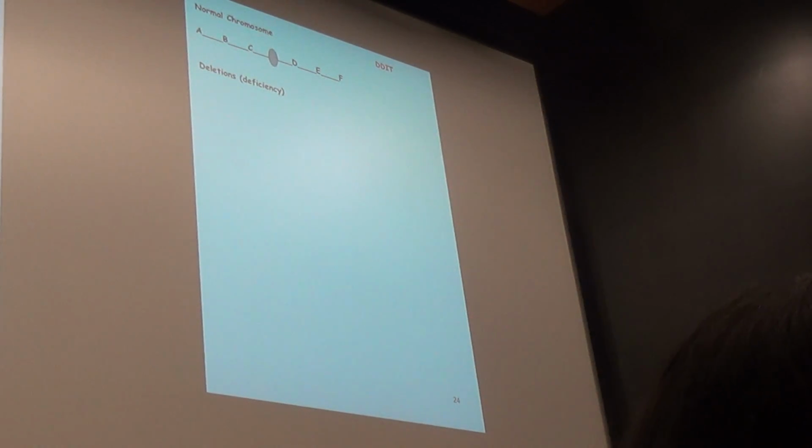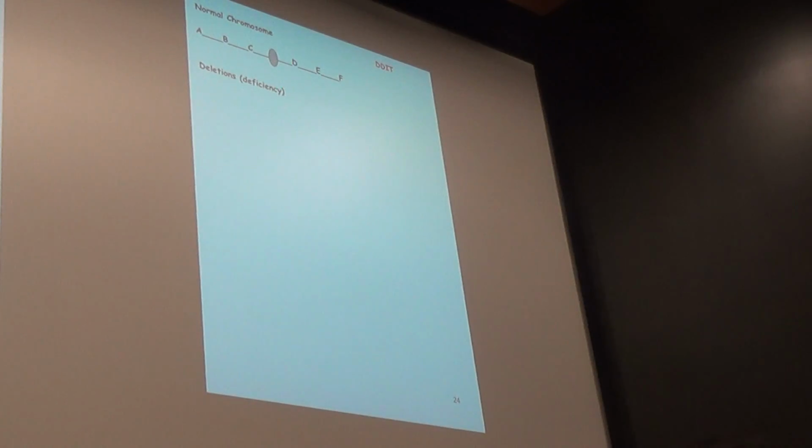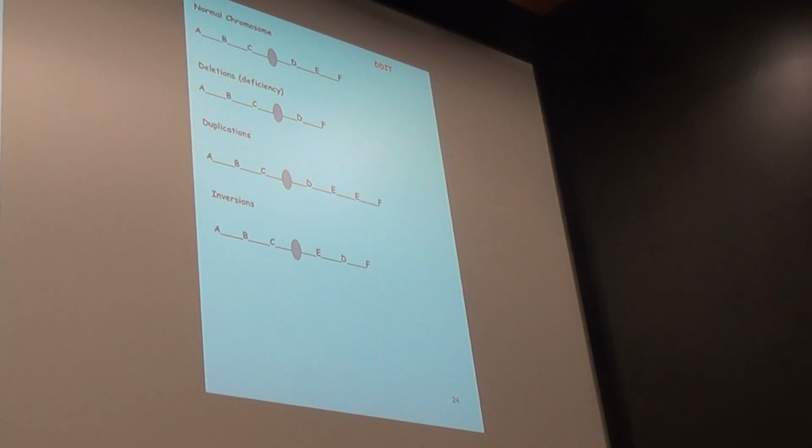If you have a deletion, sometimes deletions are also called deficiencies. They're interchangeable words. Here you have a deletion of a segment where the segment E is missing. So that's a deletion where you miss a segment. Duplication, the segment is duplicated. Rather simple, right? The E segment, there are 2 copies of it when there should be only 1 copy.